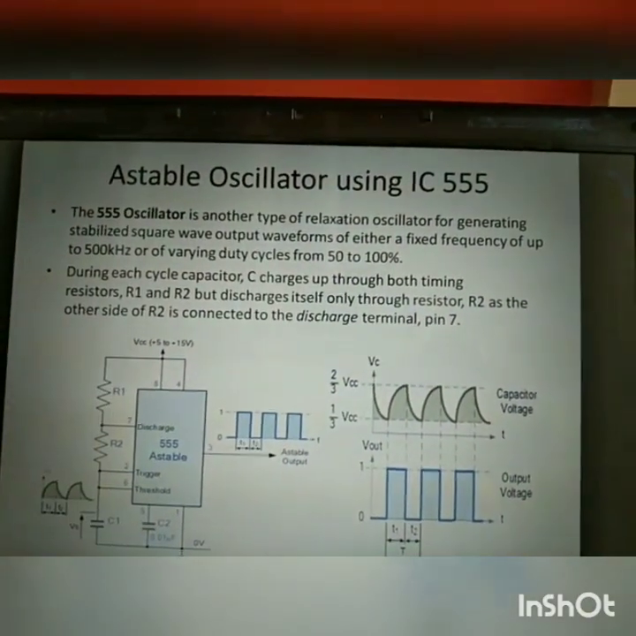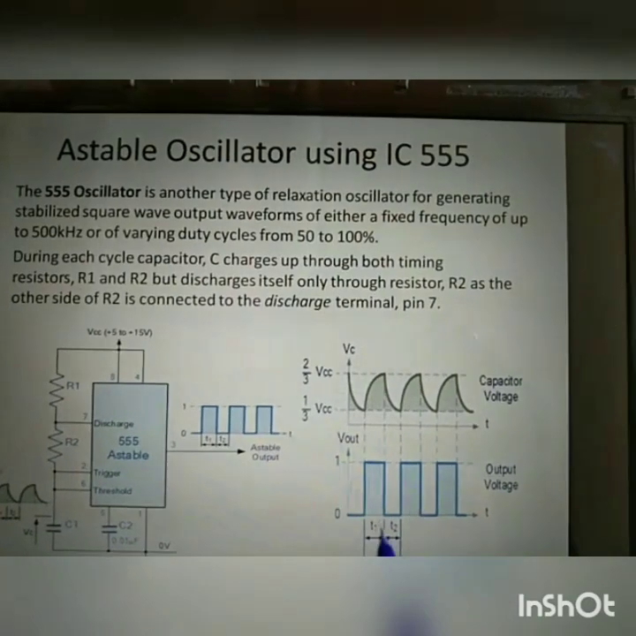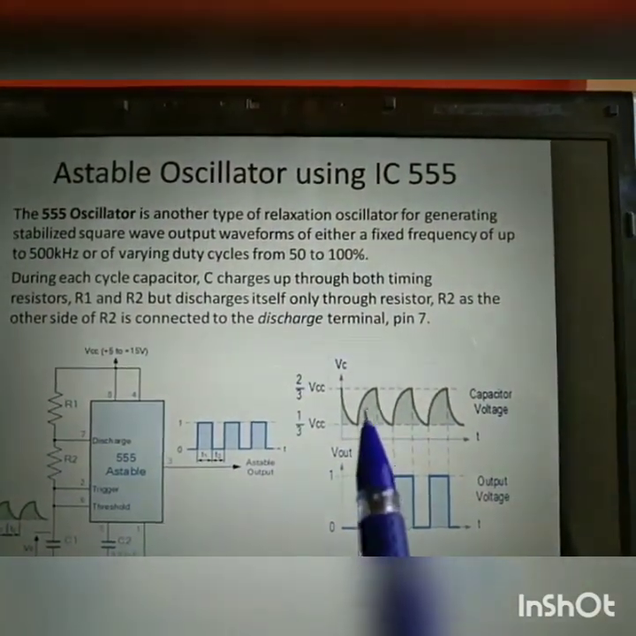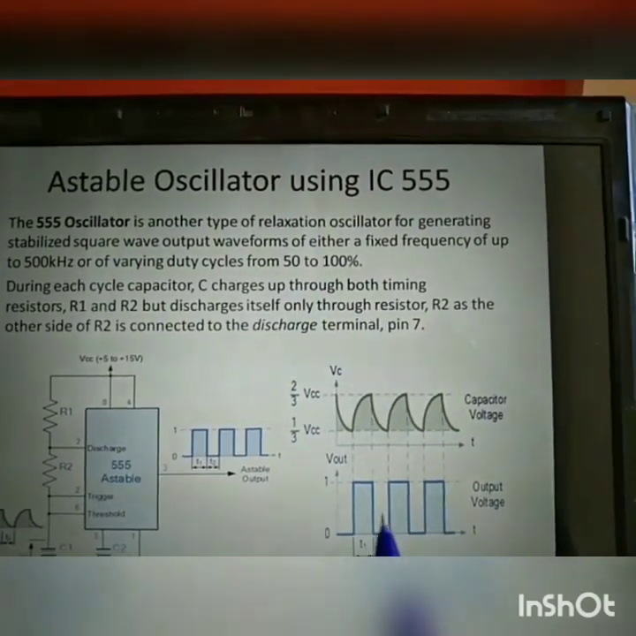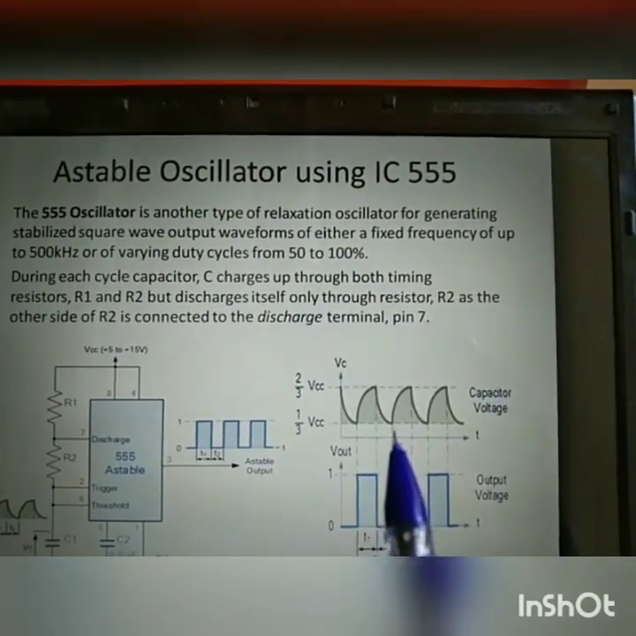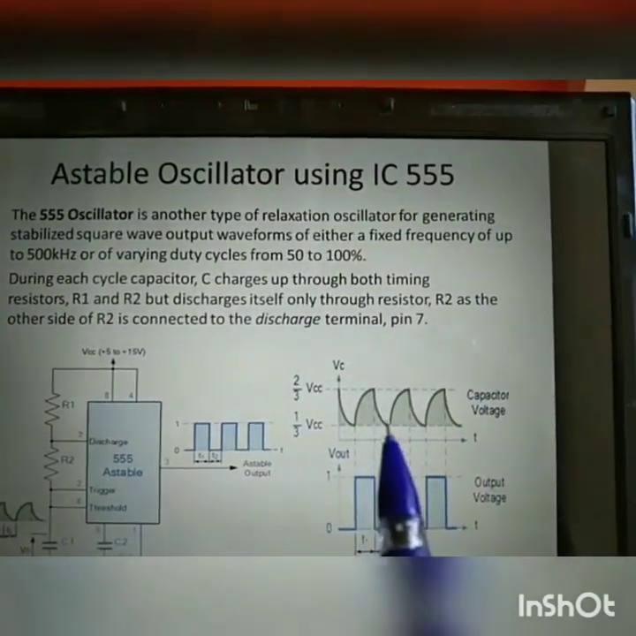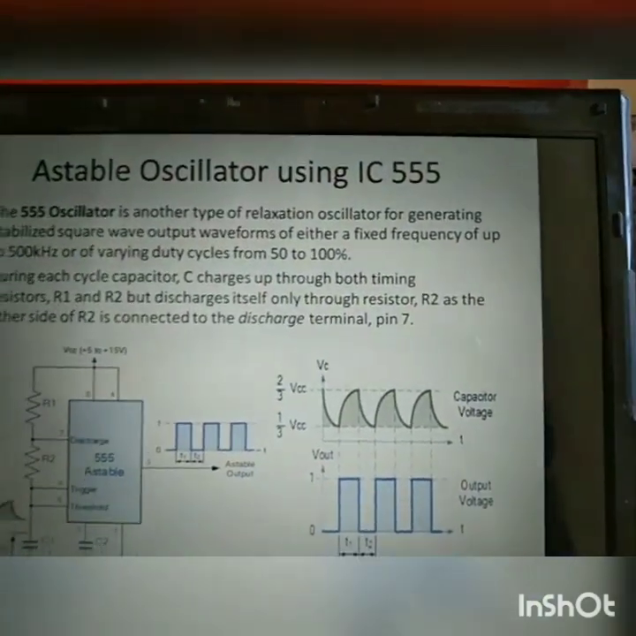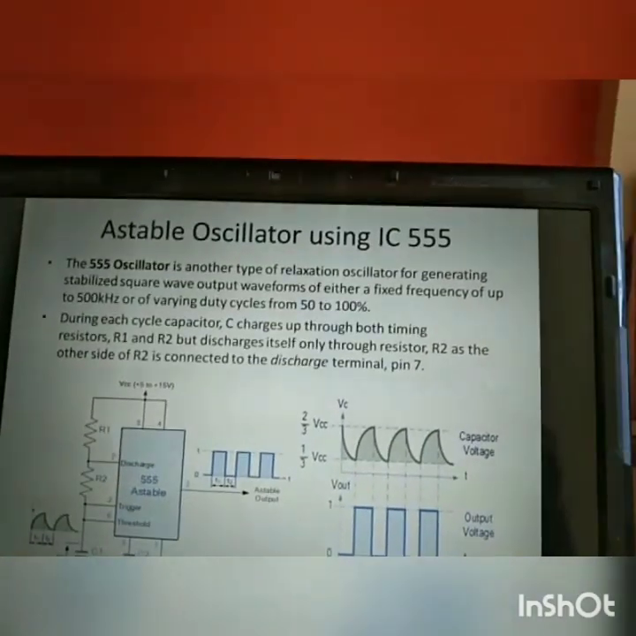The astable oscillator output is a square wave. When the signal is high, the capacitor charges. When the signal is low, the capacitor discharges. This shows the charging and discharging periods, and the output voltage going high and low.